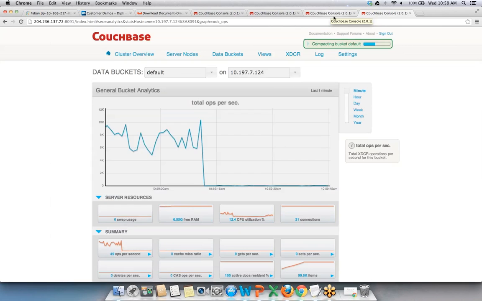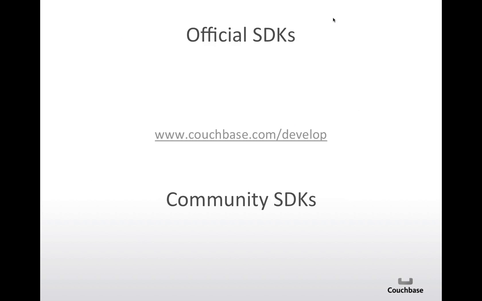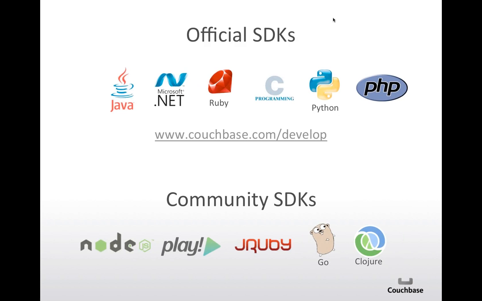Okay, so let's get back to the presentation. As I mentioned, we provide smart SDKs with Couchbase. We have the official SDKs for Java, .NET, Ruby, and some of the other popular languages. And we also have a bunch of community contributed SDKs for Node.js, Play, JRuby, and others. So now let's open up the floor for questions.